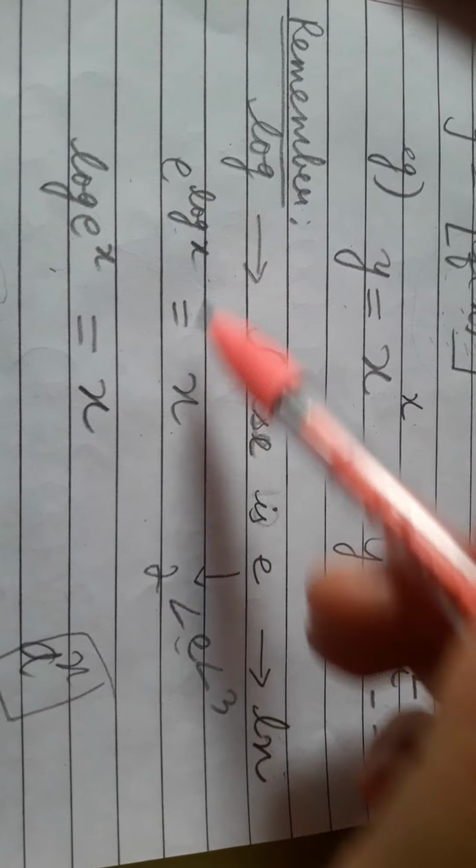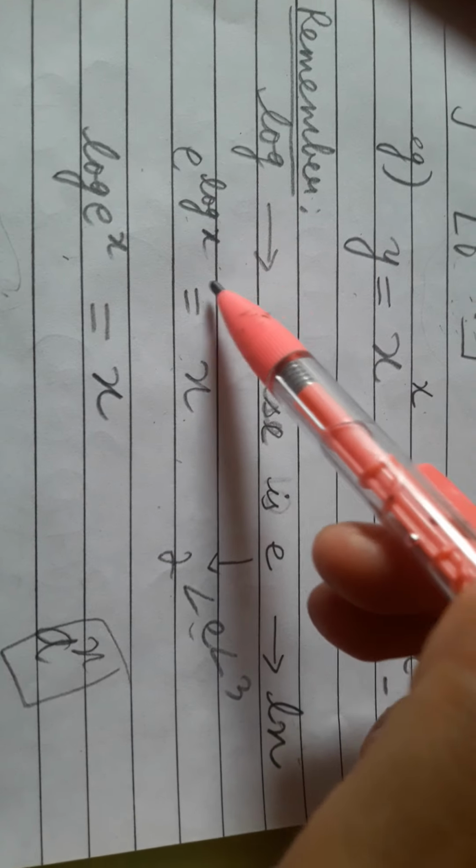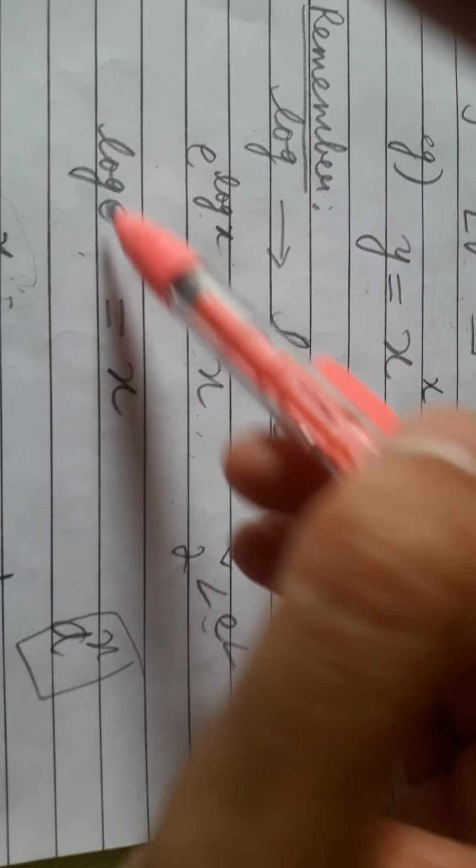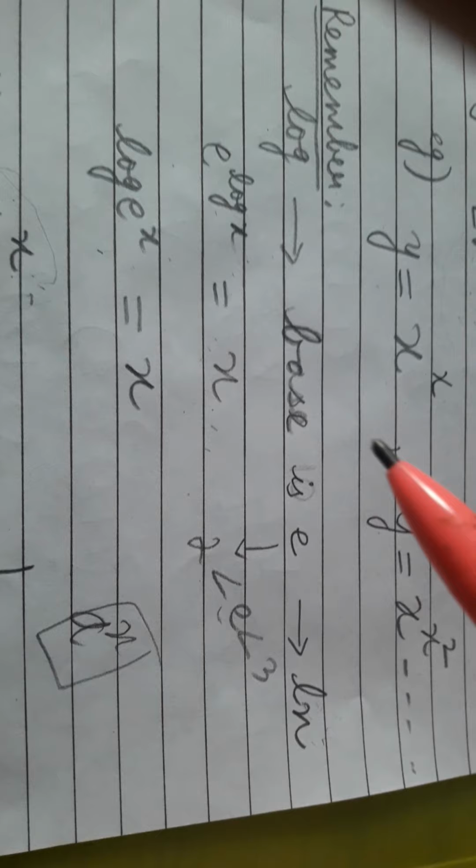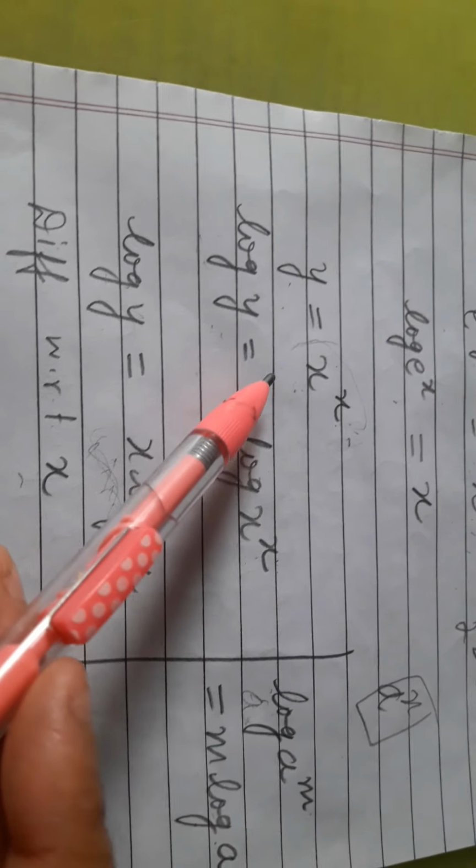e raised to the power log x is equal to x. Log of e to the power x is x. These two are very important. And now let me take my function y is equal to x raised to power x.